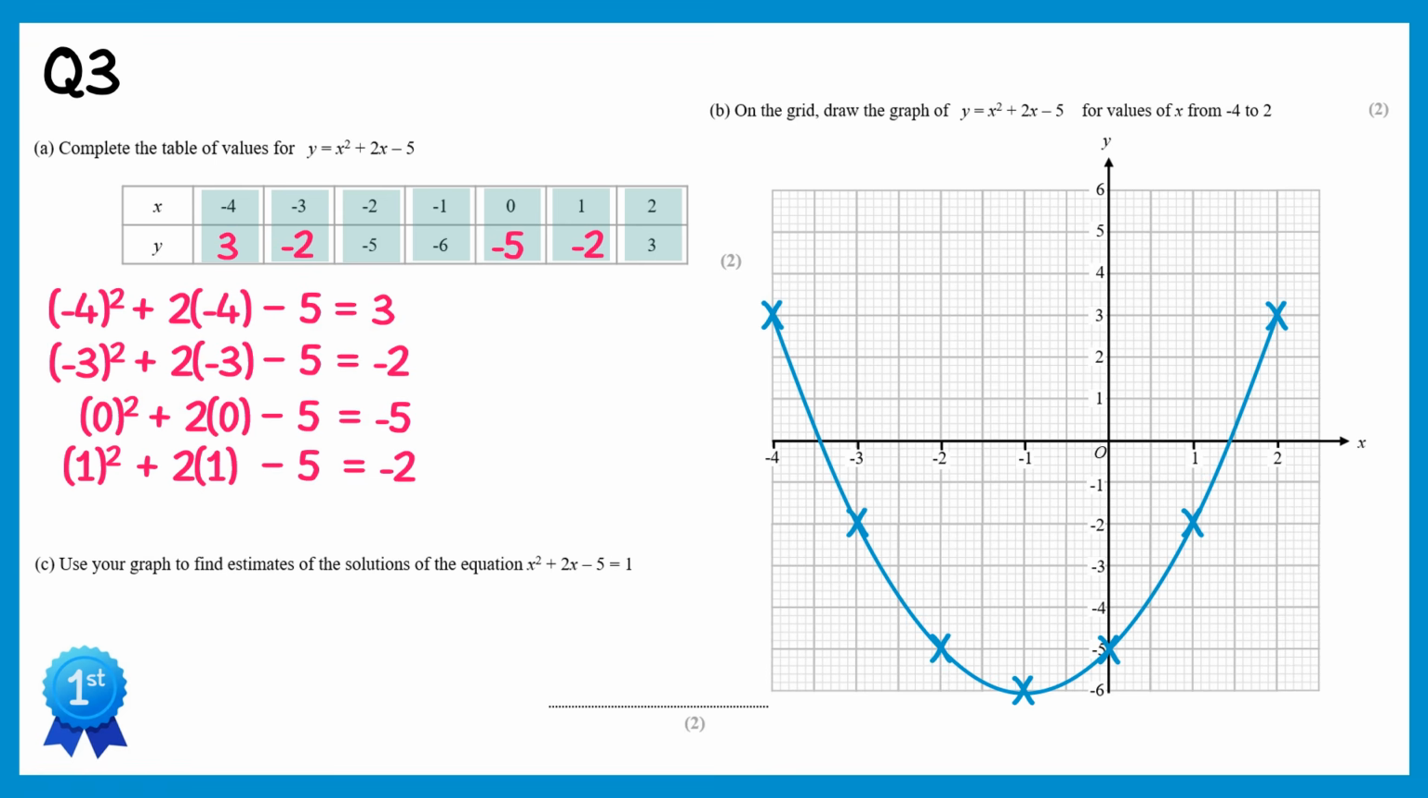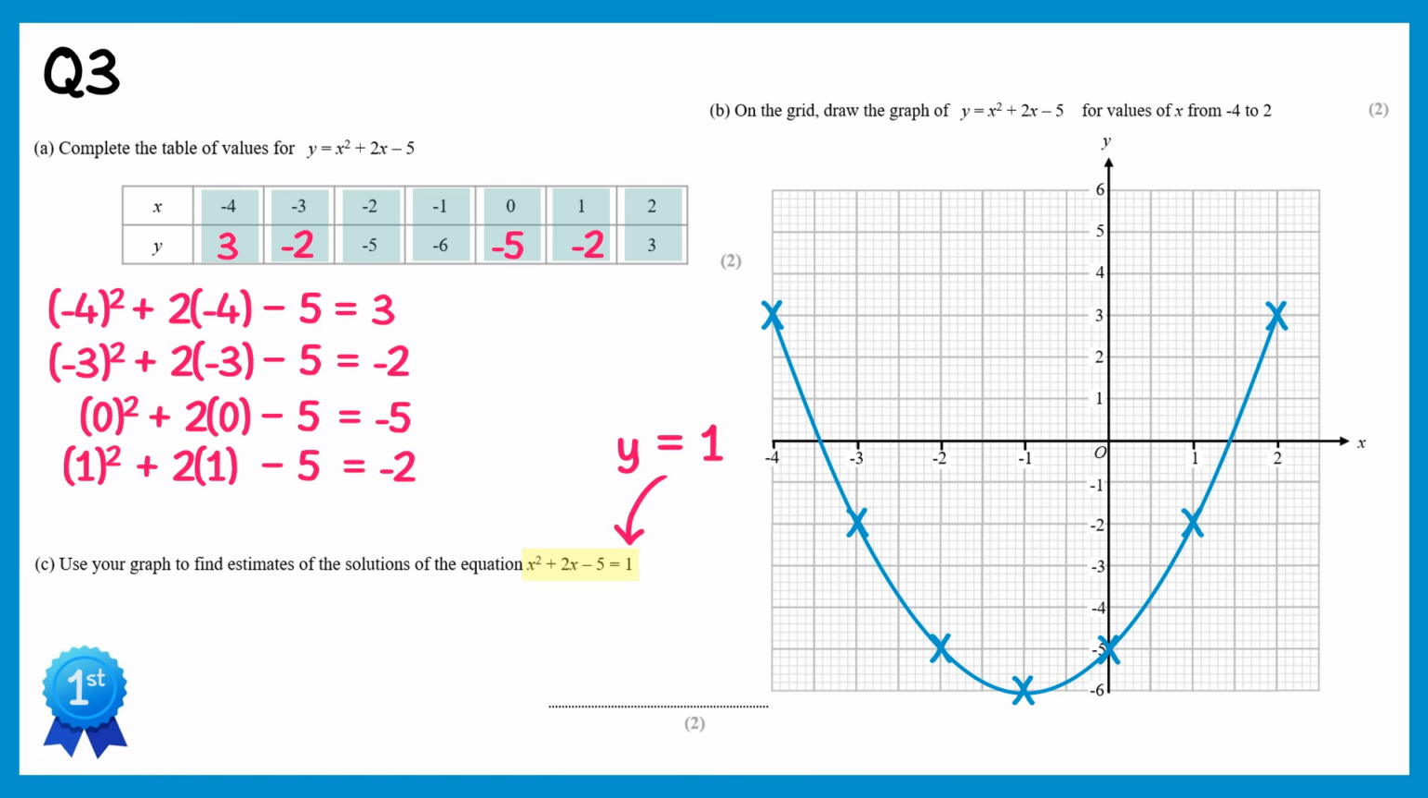For the final part of the question, we need to use the graph to find estimates to this equation. Now notice the first part of the equation, the x squared plus 2x minus 5, matches the graph we just drew. The right hand side though just says 1. So since we drew y equals x squared plus 2x minus 5, we just need to draw y equals 1 and find where they cross.